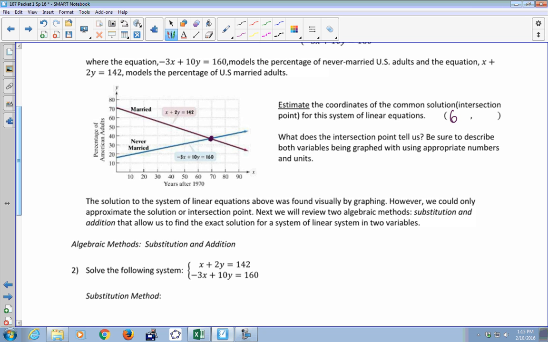68, 38, sure. It's an estimate because it's not right on a grid mark, so we have to estimate a little bit. What does that tell us? What does the 68 mean? What does the 38 mean?